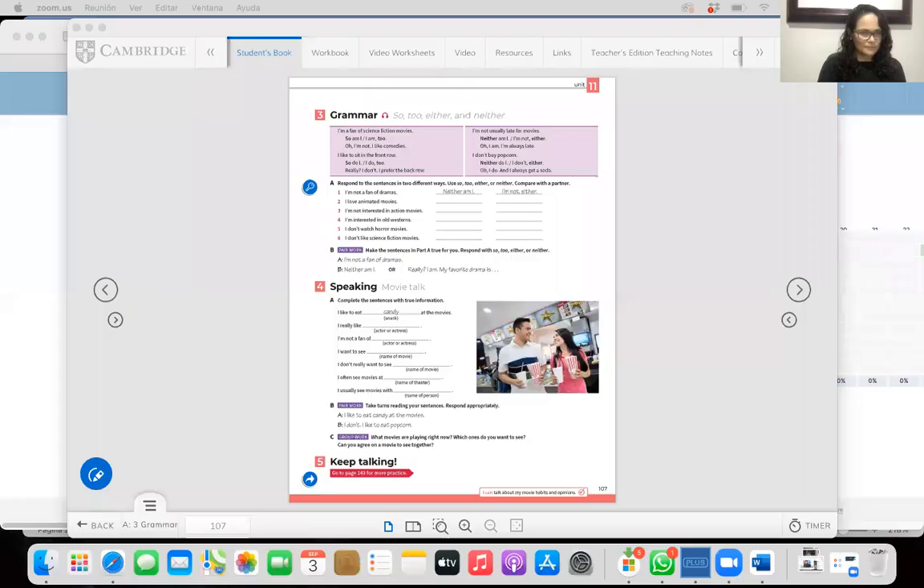Hold on. I'm going to start sharing my screen. Okay. All right. So right here, okay. This is page 107. If you want to go to page 107. Okay, I'll wait for you to go to page 107.